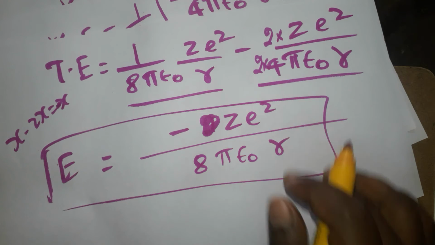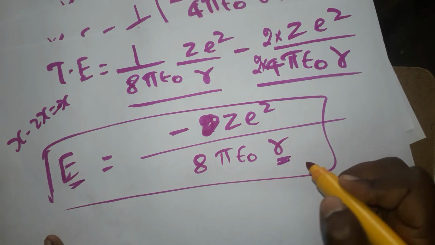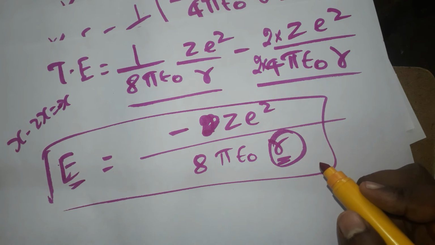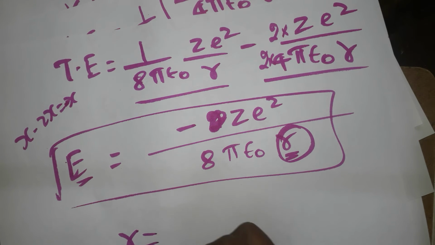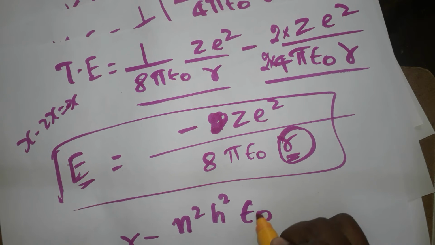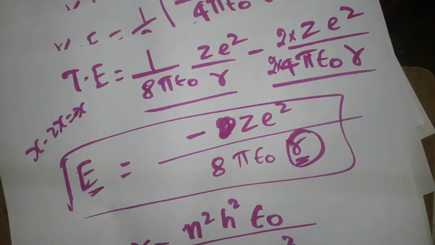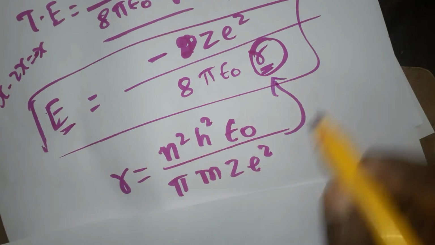Now we got this equation for energy. The unknown term, the radius, is there in that equation. I am just going to substitute the radius here to get the final equation. Already we found the radius of the nth orbit is equal to n square h square epsilon naught divided by pi m z e square. Already we have the radius value, so I am going to substitute it in the above equation, that's it.